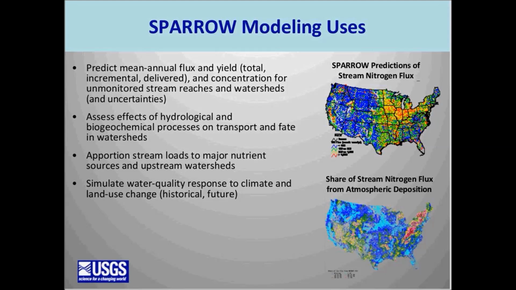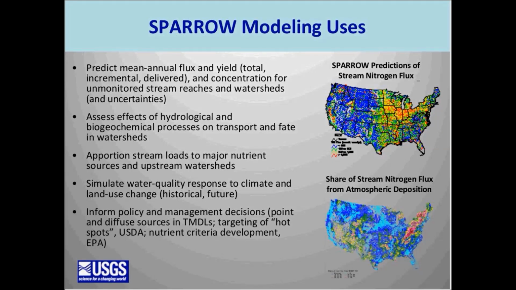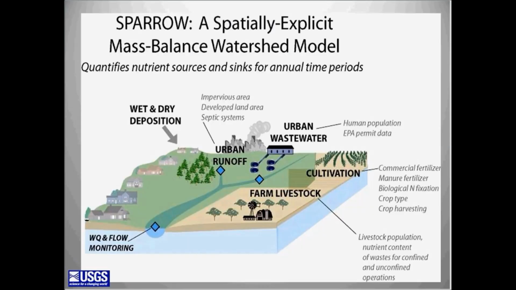And then SPARROW could be used to simulate water quality response to climate or land use changes. So temperature can be changed, the amount of nitrogen and phosphorus that's used can be simulated, and you can then predict what might happen to water quality in response. In different parts of the country where this has been implemented, people have been using it for TMDLs and to help develop nutrient criteria for different regions.